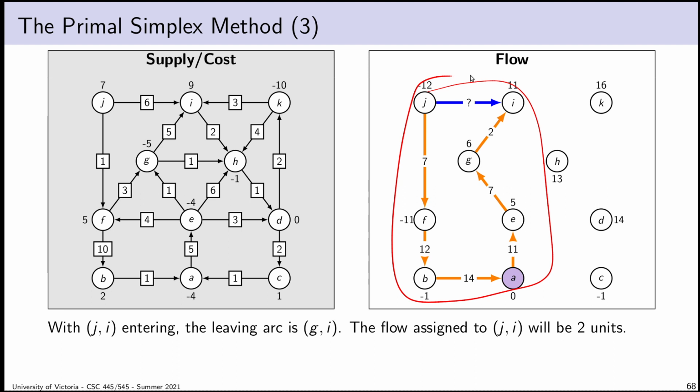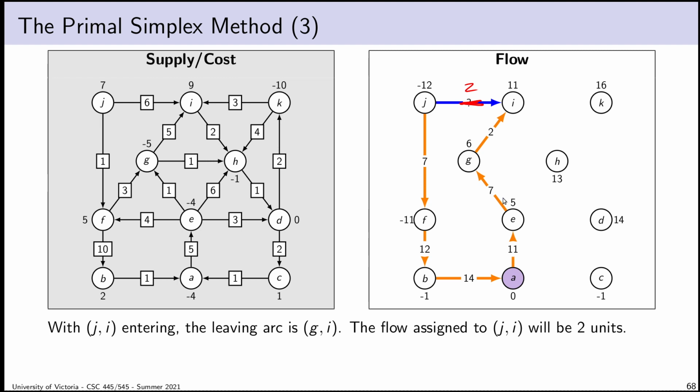That's no big deal, because to choose a leaving arc, we look at the cycle, we look at the orange edges, the ones that point in the opposite direction as our entering arc, and we choose the one with the smallest flow. That would be this one. As a result, Gi is our leaving arc. The flow that gets assigned to Ji will be 2 units.